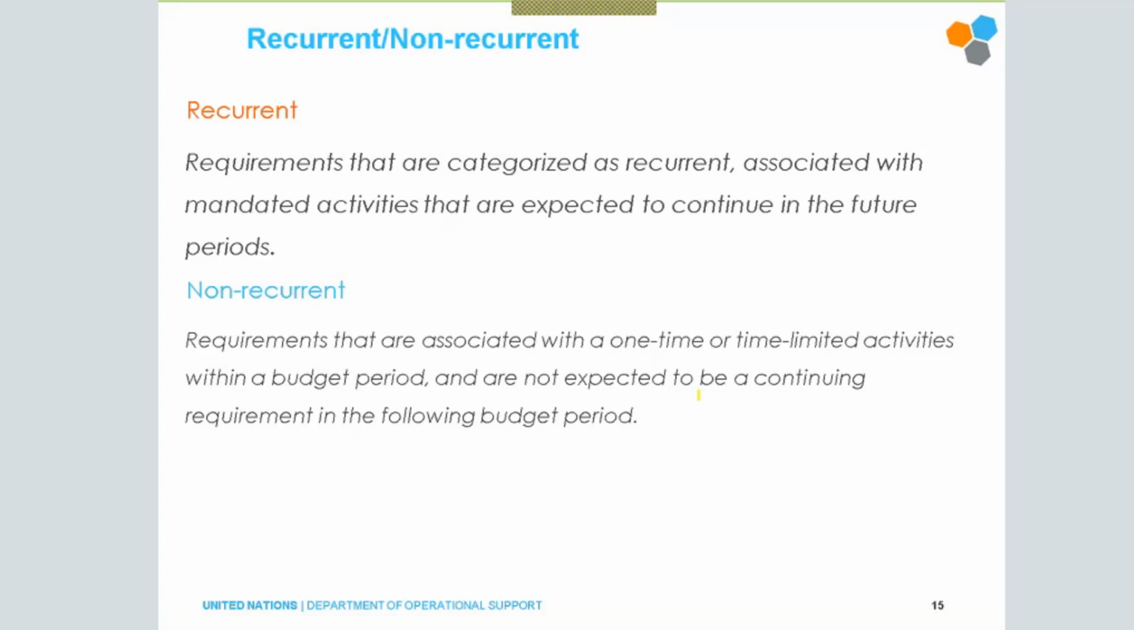If it's recurrent, basically the system understands that these activities are expected to continue in future periods, which is not very critical at this point because it's the first time that we are using the tool. But in the following years, if you are marking them as recurrent, they will be pre-populated. If it's not recurrent, it is only to happen one time, then it should appear as non-recurrent.